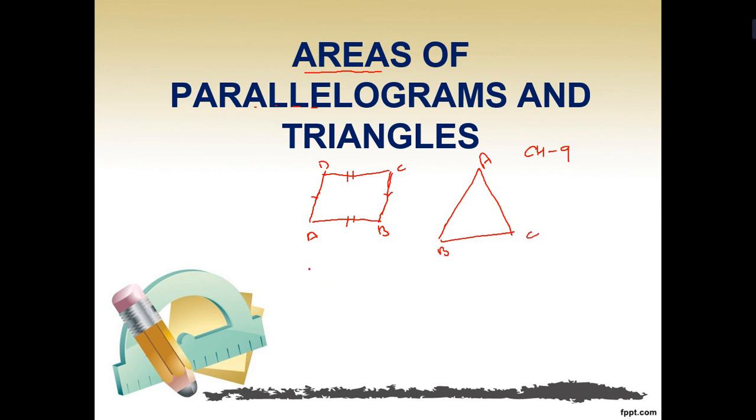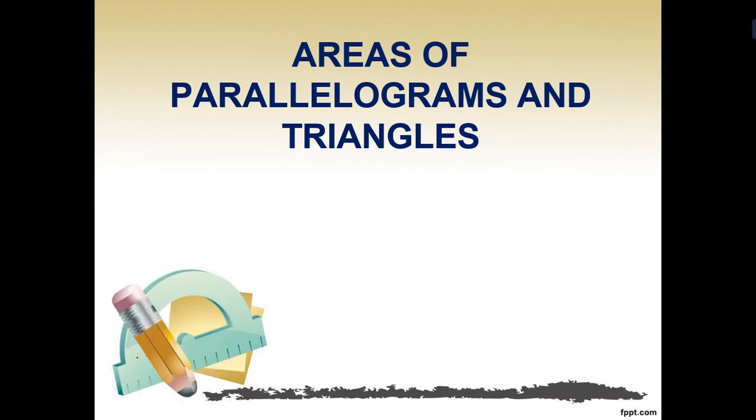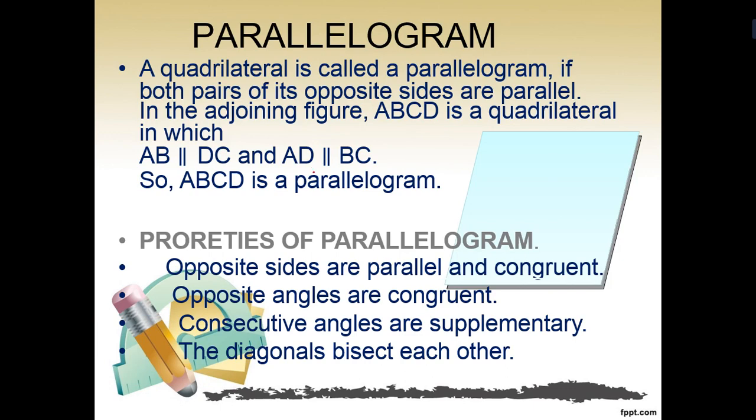Now we want to discuss the area related to parallelogram and area of triangle. So that we see in the next slide. So first of all you have to define what is a parallelogram. A quadrilateral is called a parallelogram if both pairs of its opposite sides are parallel.